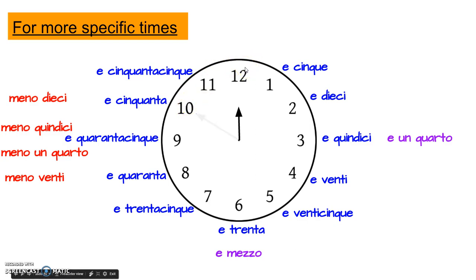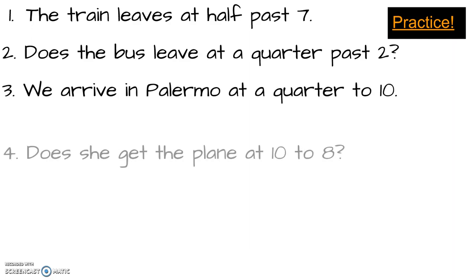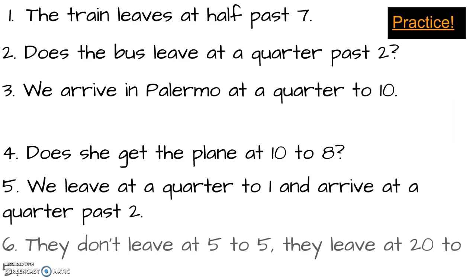And then finally, all'una meno 5, which would be like saying 5 minutes to 1, at 5 to 1. So here are 6 more sentences to practice. Pause the video and do your best to write these time expressions in Italian.